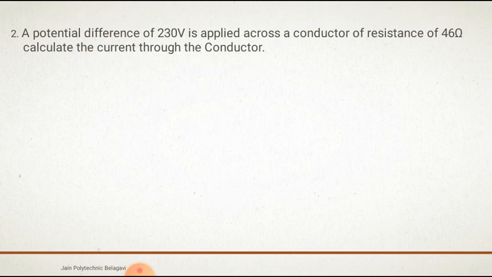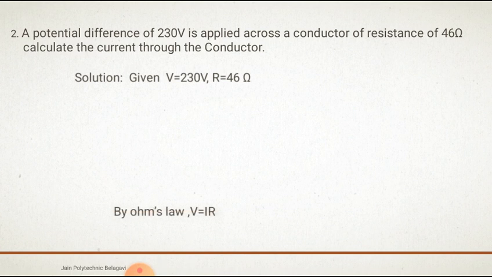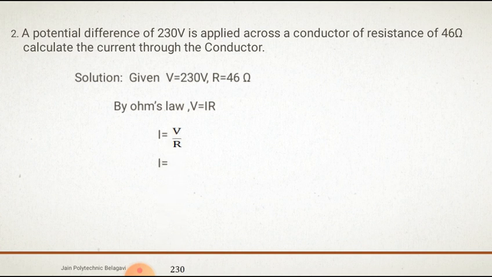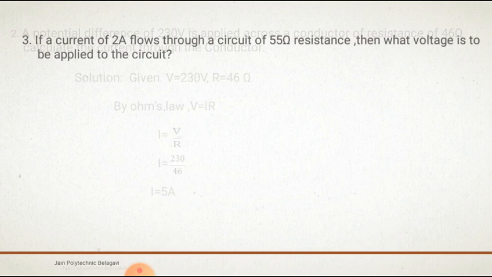Second problem: a potential difference of 230 volt is applied across a conductor of resistance 46 ohm. Calculate the current through the conductor. Solution: given V is equal to 230 volt, R is equal to 46 ohm, I we need to find out here. By Ohm's law, V is equal to IR, I is equal to V by R, I is equal to 230 divided by 46. If we solve this, I is equal to 5 ampere.